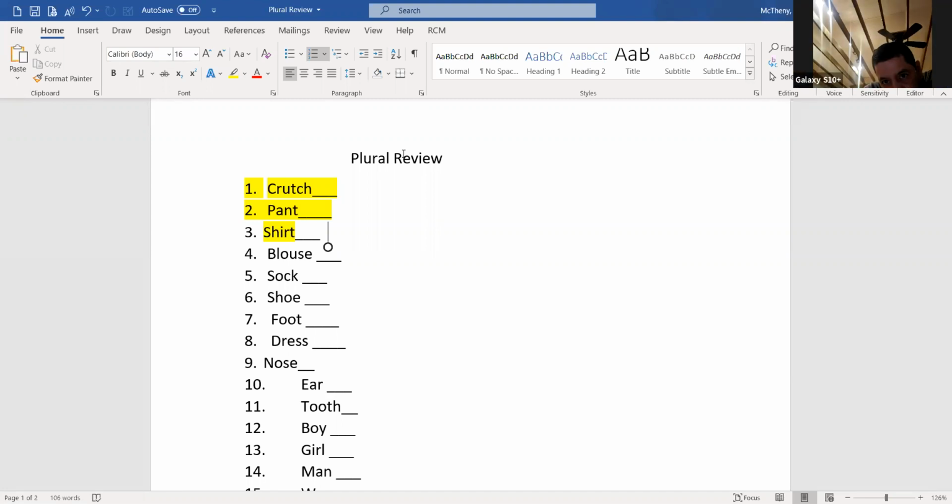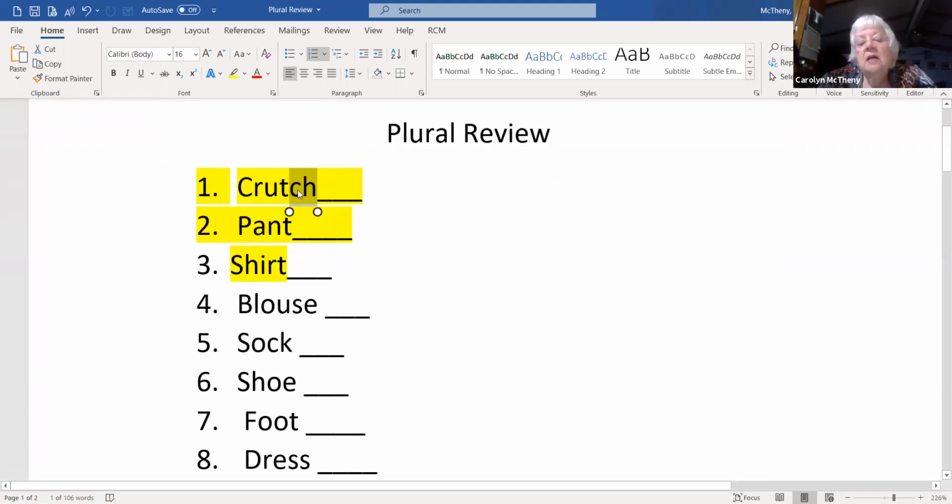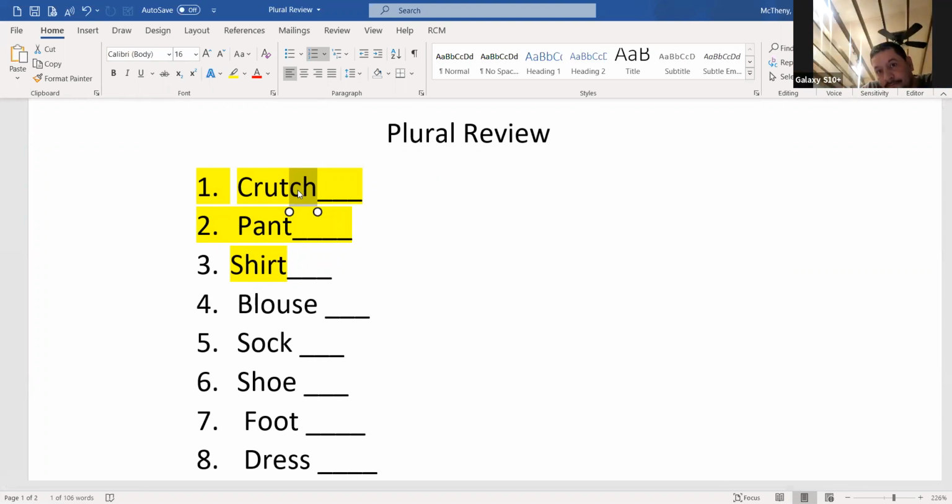Okay, but the crutch ends with what letters? C, H. Crutch. Yeah. So when a word ends with CH, what do we do to make it plural?